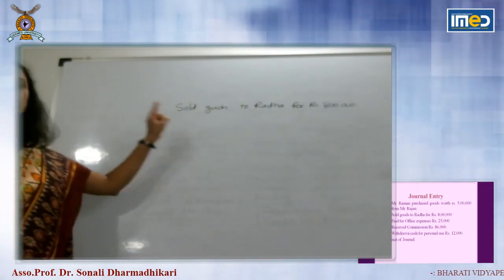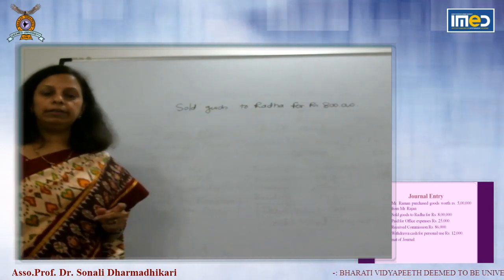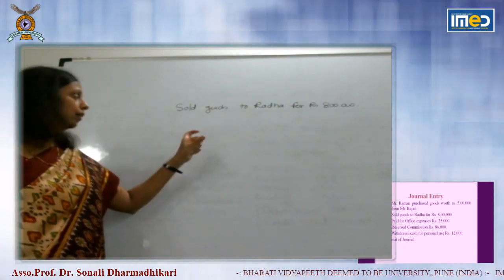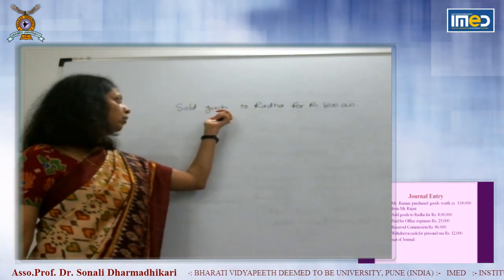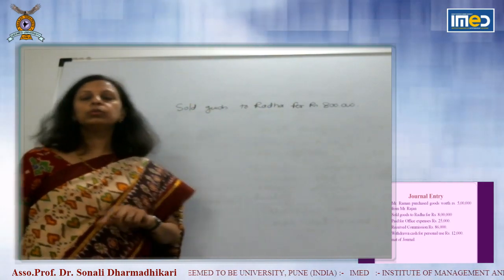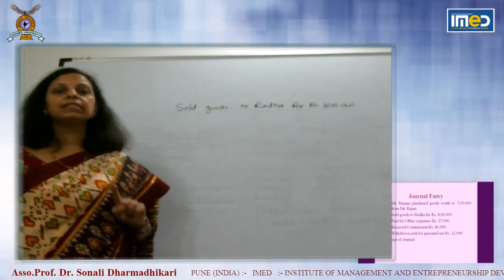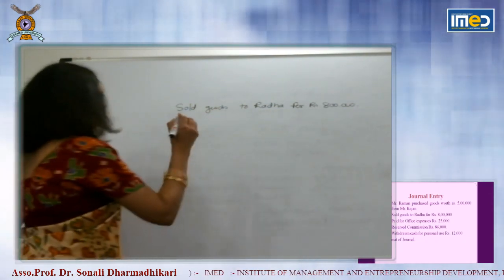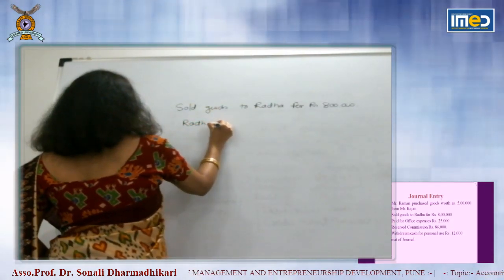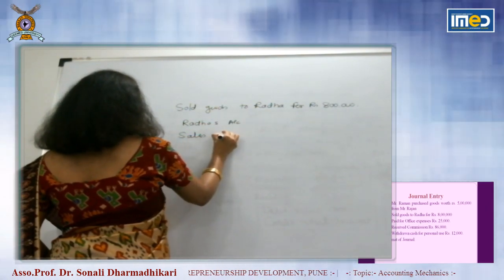Sold goods to Radha for rupees 8 lakh. Step 1. Find out two accounts involved. Here again, if you see, two accounts involved are goods and Radha. But as the goods are sold, instead of goods, we will use sales account. So first account we will write Radha and sales account.